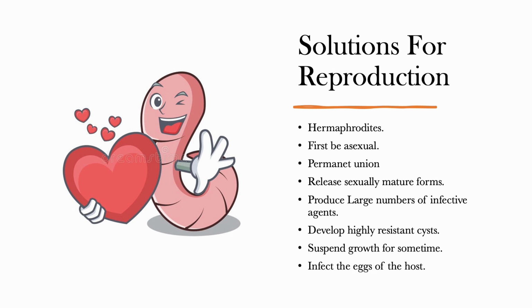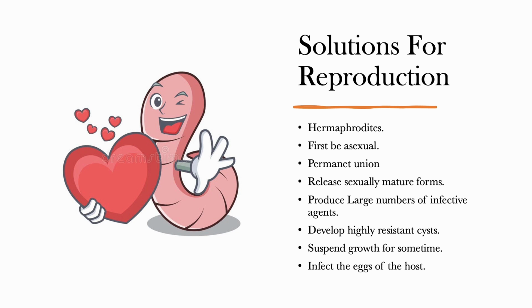Most of them carry out permanent union of sexes to allow permanent coitus, which is mating, increasing the rate of reproduction. This is common in the Fasciola and the blood flukes, the schistosomes. They release sexually mature forms of the parasites as free living organisms, for example, in some parasitic animals like the horsehair worms. Some of them produce large numbers of infective agents like eggs, cysts, and spores, which increases their chances of survival to avoid extinction.